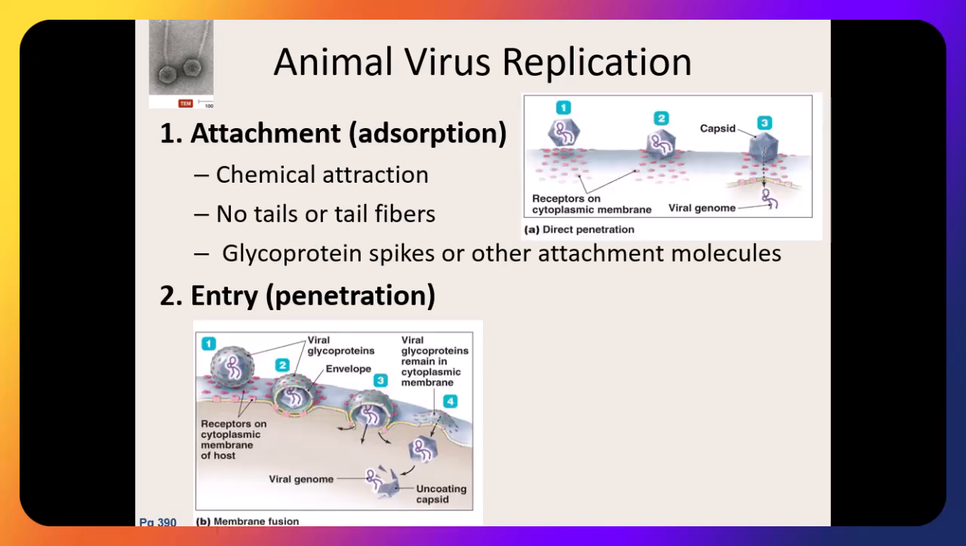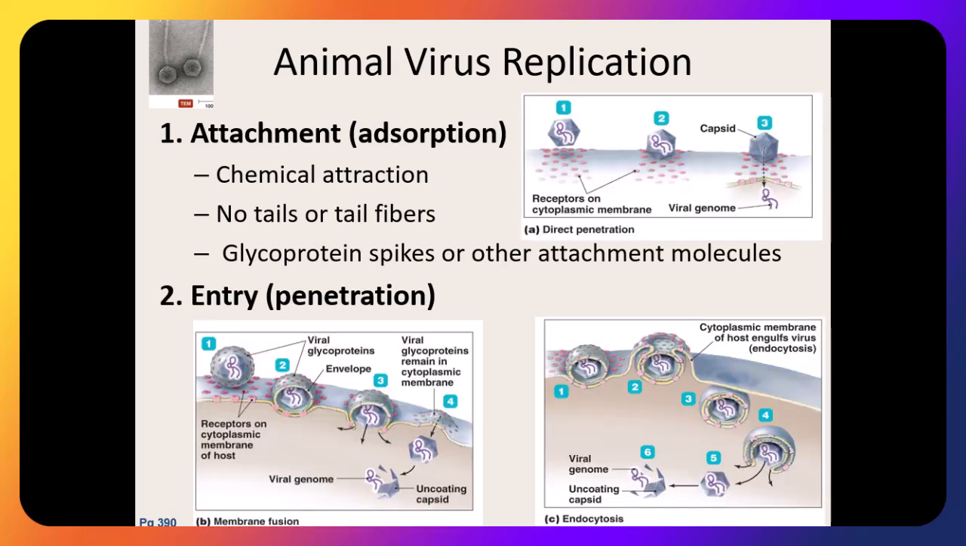The entry or the penetration step can also be a little bit different. There are 3 different ways a virus can get inside of one of our cells, which are my 3 pictures. The first is known as direct penetration. And again, there's some type of protein or receptor that it likes. It attaches to it, and then it just injects the genetic material in. So the capsid stays on the outside, the genetic material gets in. That's one way it can get in, called direct penetration.